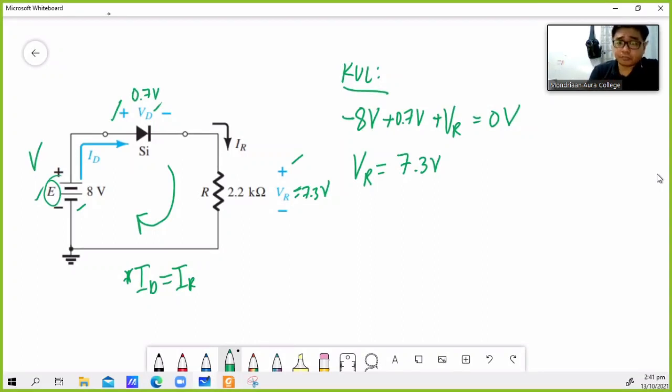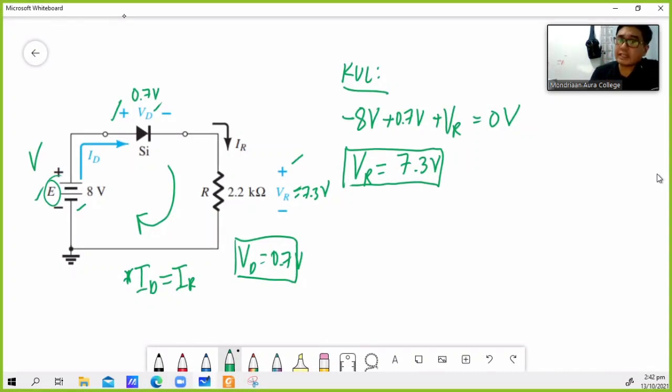Okay, next. So V sub D na-solve na natin kasi yung pinapahanap, V sub D is equal to 0.7 volts. V sub R is equal to 7.3. So ayan yung mga pinapahanap dun sa problem natin. Okay, and then I sub D. So how do we solve for I sub D? Madali lang yan. No? Alam natin na ang I sub D is the same as I sub R.